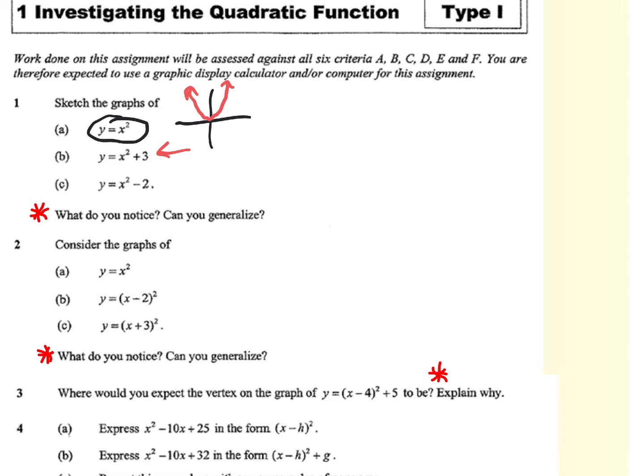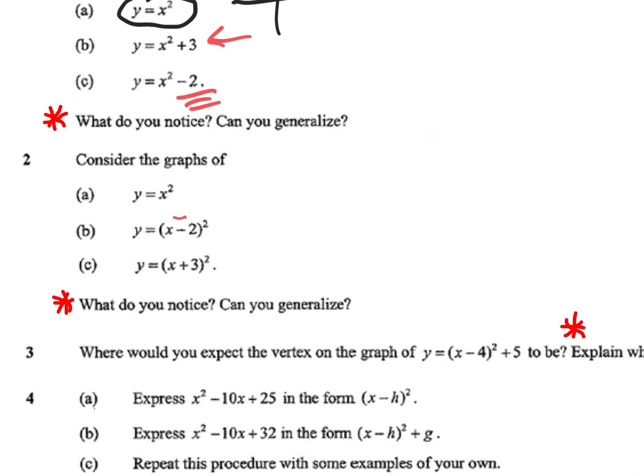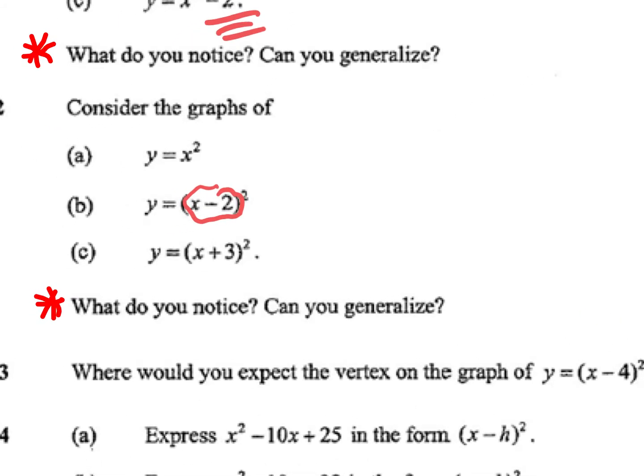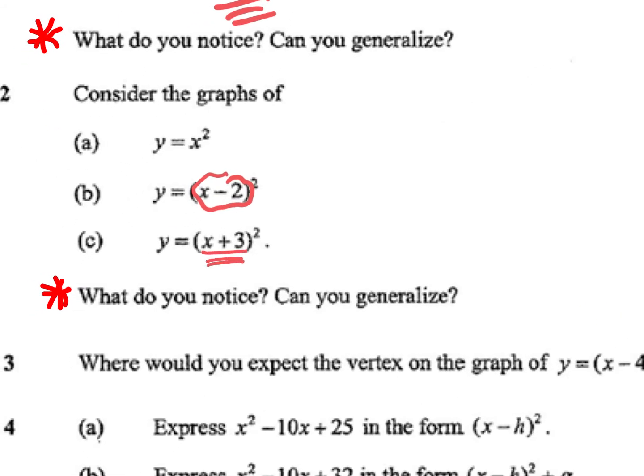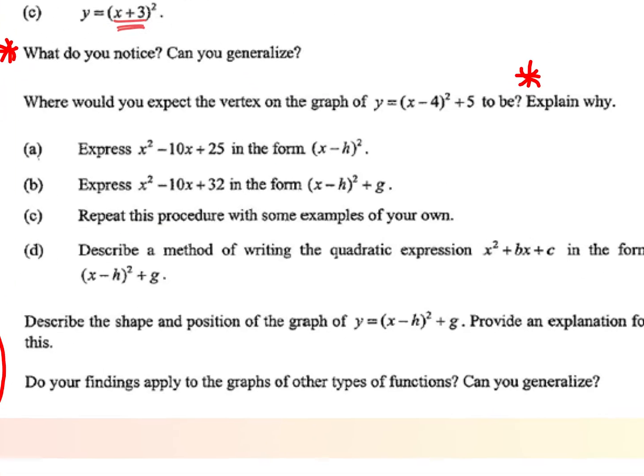Yes? It'd go up 3 on the y-axis. All right, everything would go up 3. All right, everything would go down 2 on that one. If I look at this one, this is not down 2. What would that do? Right 2. How about that one? Left 3. All right, so good enough on all of that.